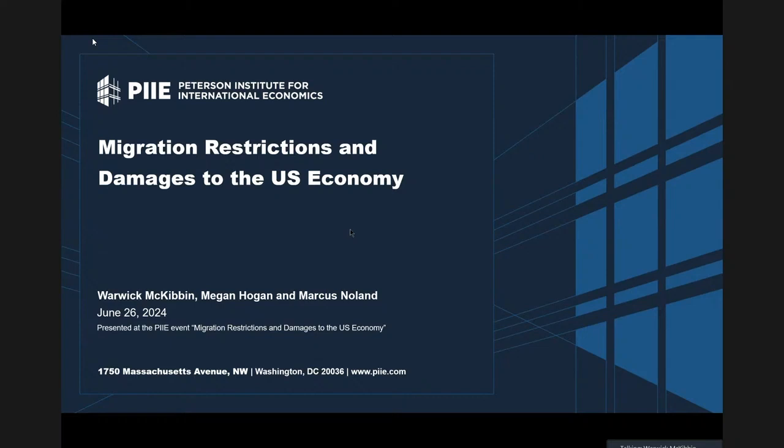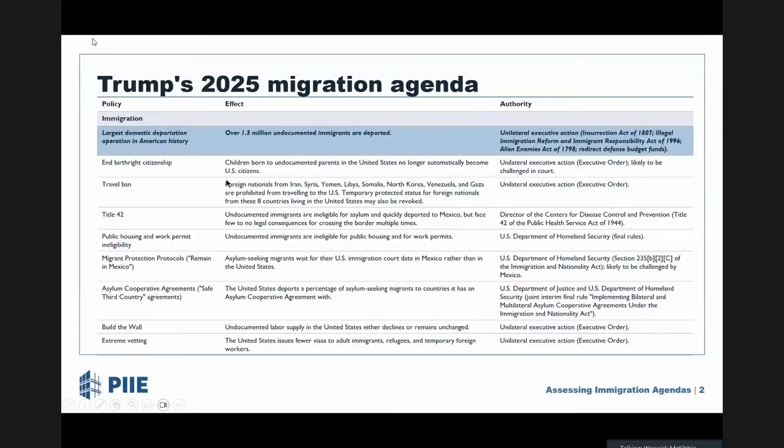What we're looking at here is Trump's migration agenda, and there are many aspects to this agenda. This lists many of the things we could look at. We thought initially the big one is really the first one, and that is, what if a large number of people, as Michael mentioned, are deported from the US economy, illegal migrants are pulled out of the economy?